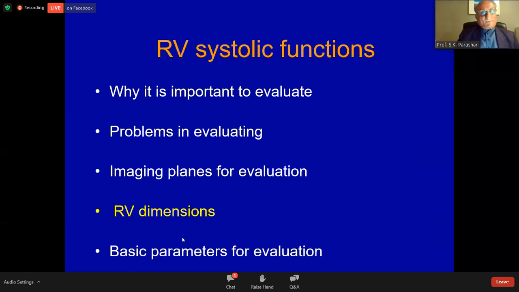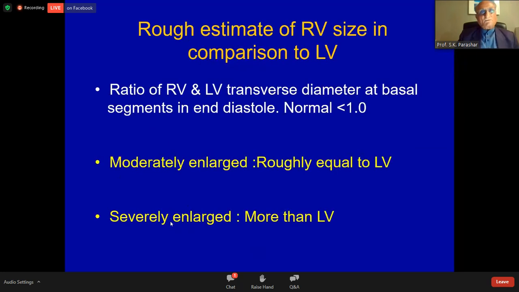Then the RV dimensions: like any other disease, dimensions are important also. Sometimes a rough estimate can be taken visually, on the basis that the ratio of the right ventricular to LV transverse diameter at the basal segments in diastole should be less than 1. When it is roughly equal to the LV, it is moderately enlarged, and when it is more than the LV, it is severely enlarged. So one can get a visual impression.